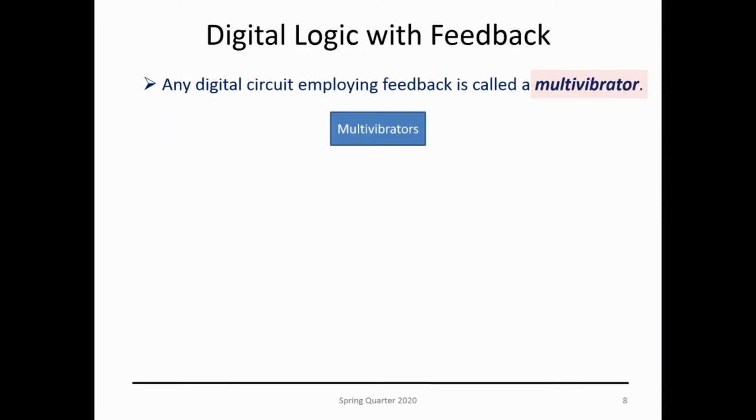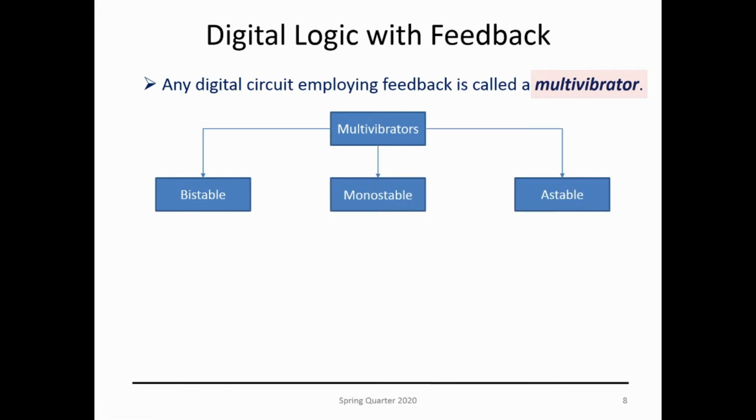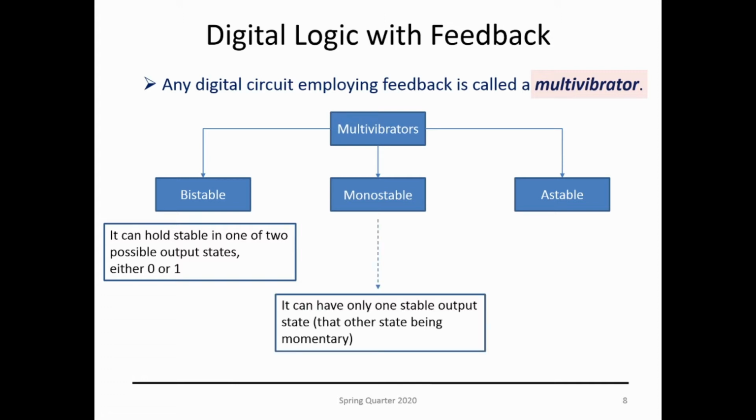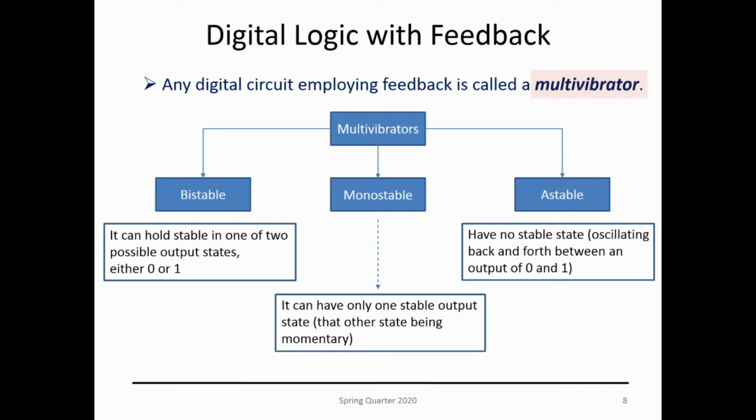So let's see different types of circuits that employ this feedback method that we call multivibrators. We have bistable circuits, monostable, and astable. Inside of bistable circuits, it can hold stable in one of the two possible output states, either 0 or 1. Monostables can have only one stable output state at a time, and you can have the other one happening but very momentary. And then you have the astable, which does not have a stable state, so it just oscillates back and forth between 0 and 1.